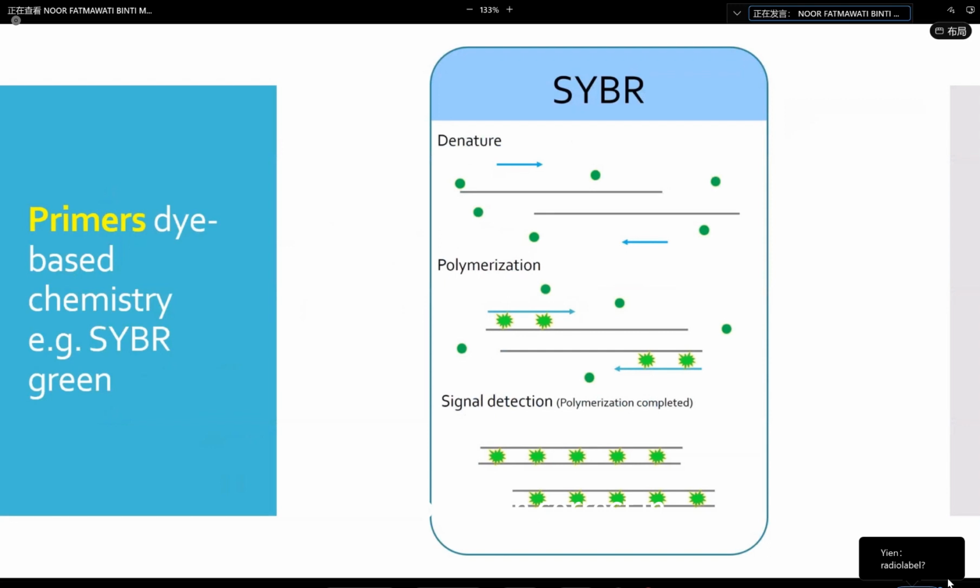Radio label, yeah, correct, Yin. You use radioisotopes to label. And usually we use, what do you call that? Phosphate 32, P32. So that's the very common radioisotope being used to label your probe. And then you have to use radiography to measure the signal. I think now, because a lot of people are afraid of radioisotopes.